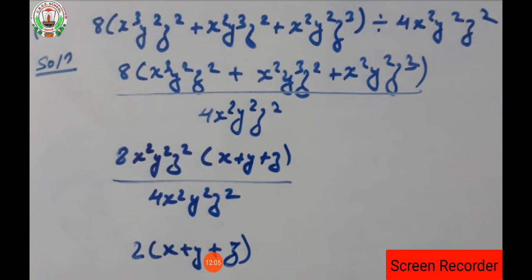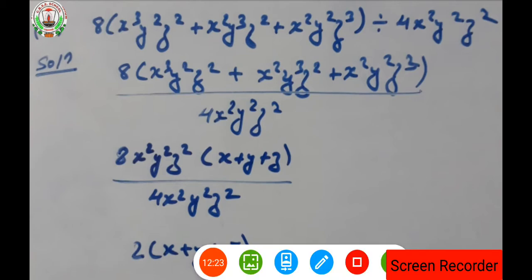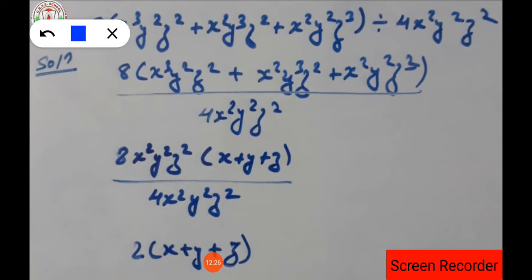Now in this part of the question, 8 into x cube y square z square plus x square y cube z square plus x square y square z square divided by 4x square y square z square. Okay, now for this what we have to do, since the bracket is there in these 3 terms, first we are going to try to take commons from the 3 terms.